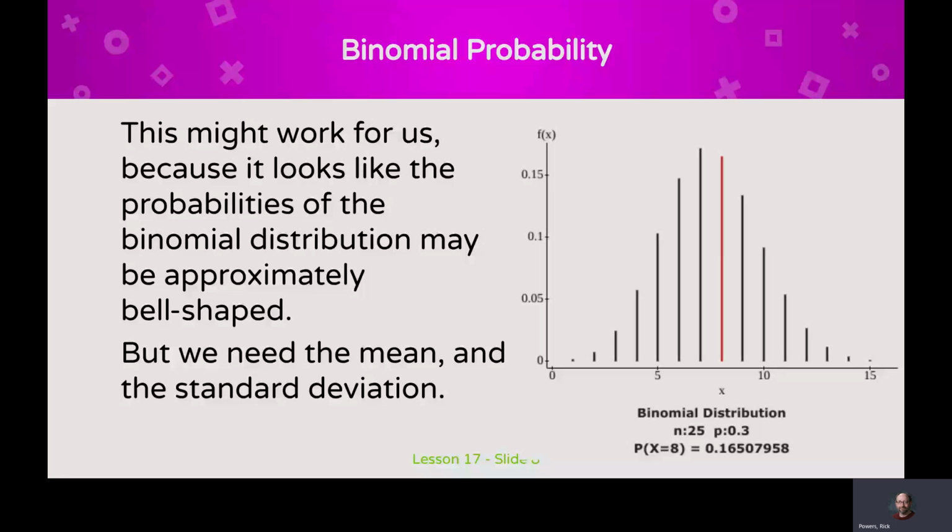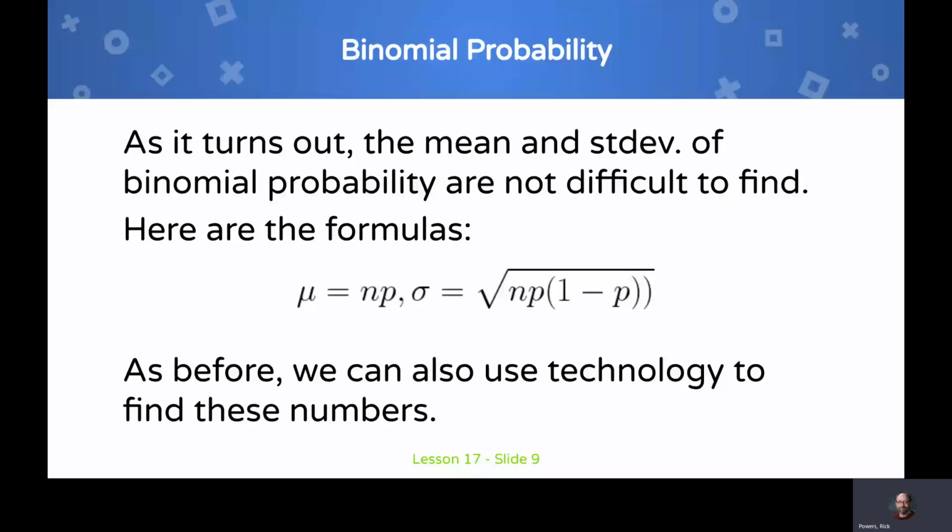As it turns out, the mean and standard deviation of binomial probability are not difficult to find. Here are the formulas. Mu, the mean, is equal to n times p. Sigma, the standard deviation, is equal to the square root of, inside the square root, n times p times 1 minus p. And oops, I've got an extra parenthesis in there.